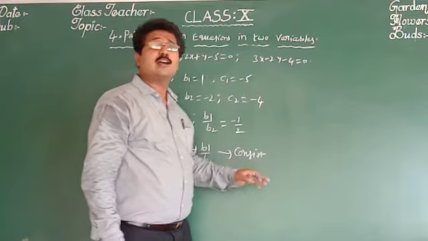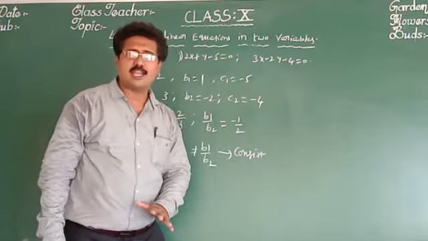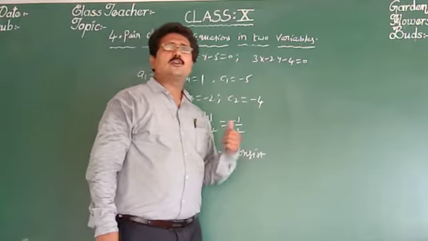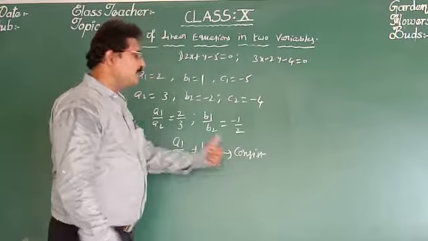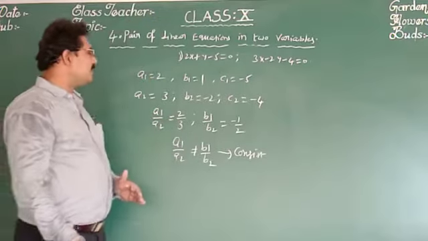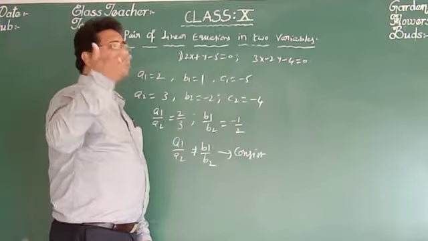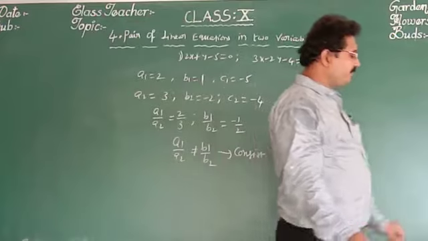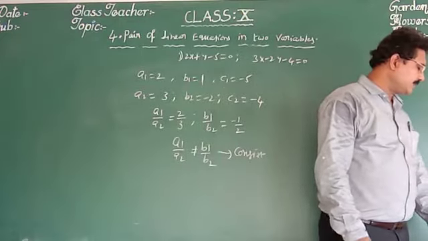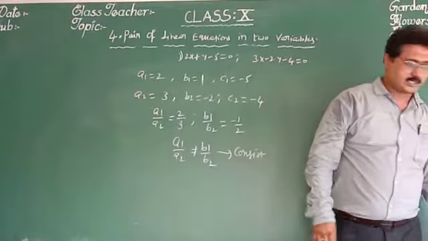So they are consistent lines, so that means their lines are intersecting lines. Consistent and intersecting lines. So how many solutions does it have? Only a unique solution. Only one solution will come for this. So first you write that A1/A2 is not equal to B1/B2, hence the given lines are consistent and they are intersecting lines. First you write that step.